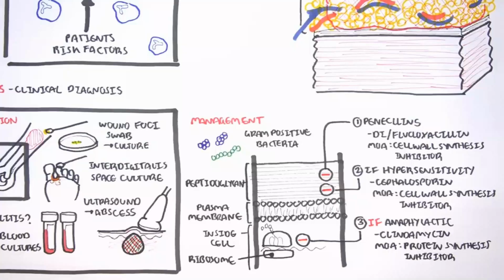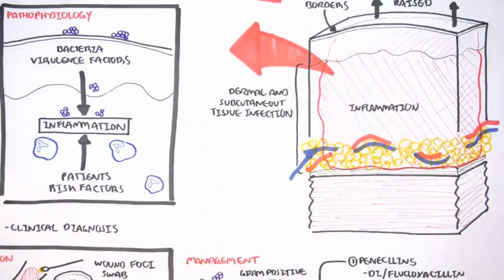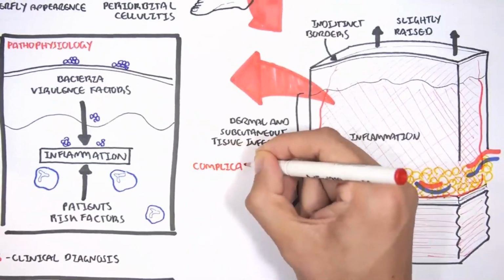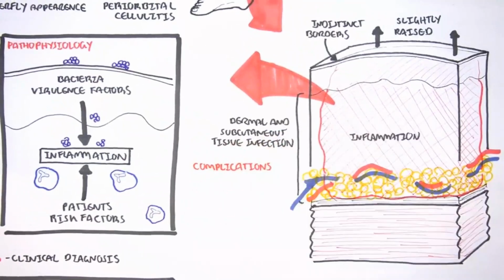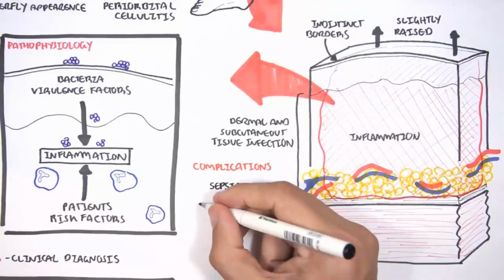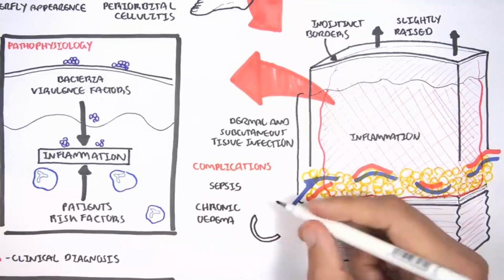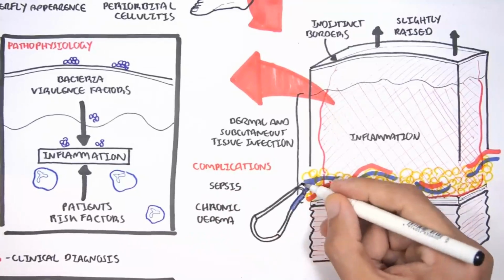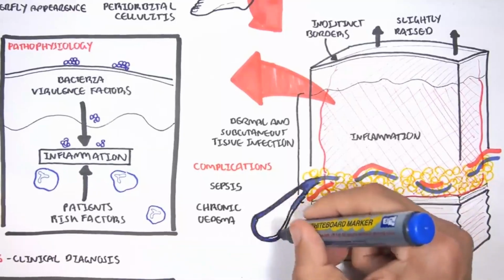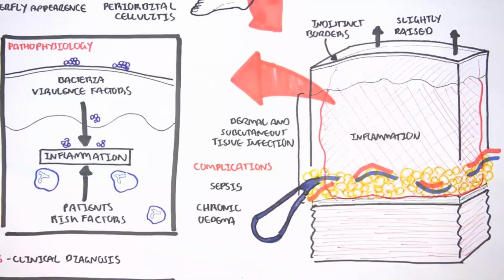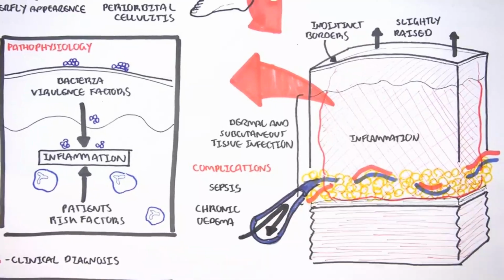Complications of cellulitis and erysipelas are a lot. Some common ones include sepsis as well as chronic edema. Chronic edema occurs because, if you can imagine, if you have inflammation of the deeper skin layers, you're essentially increasing pressure and thus you don't allow the veins to return blood to the heart, and so it backflows, causing chronic edema.